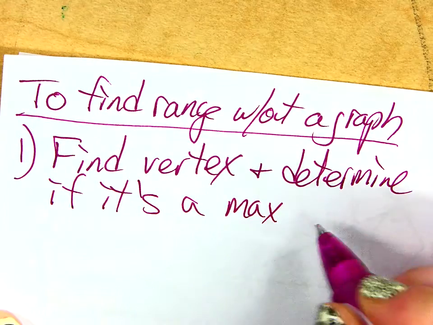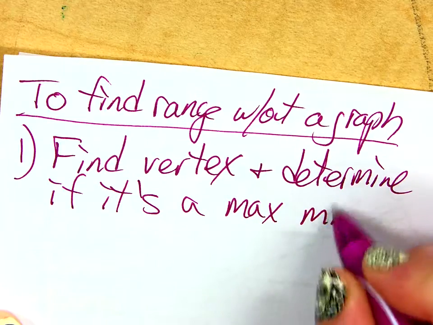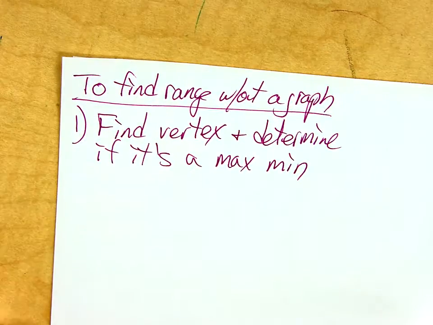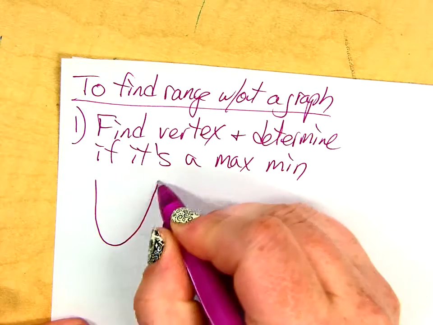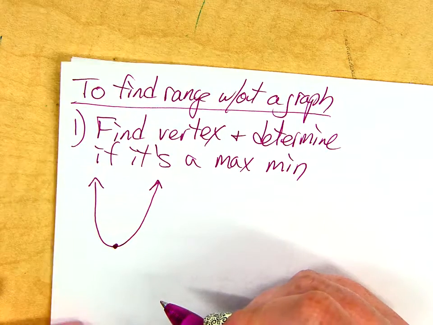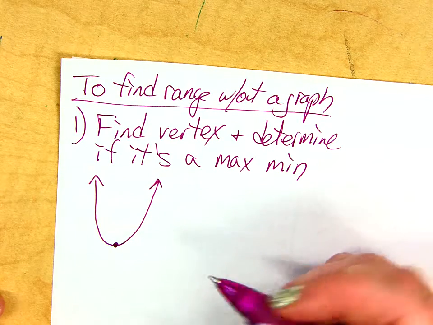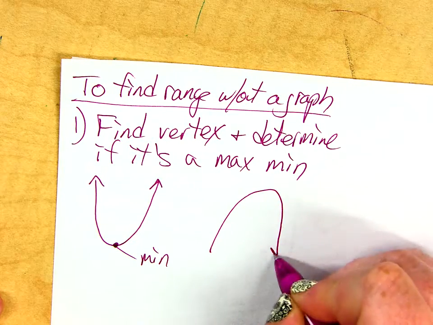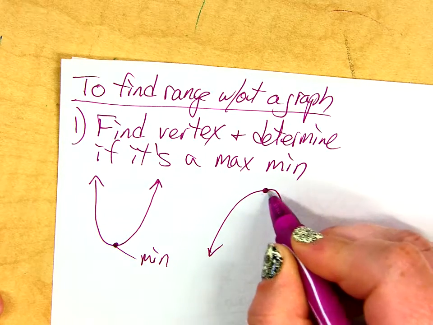So remember we mentioned yesterday maximums and minimums with vertices? So, let me zoom out a bit. If you have an up, like a cup graph, your vertex is a minimum because it's the lowest point on the whole graph. And this way, you would have a max, right?